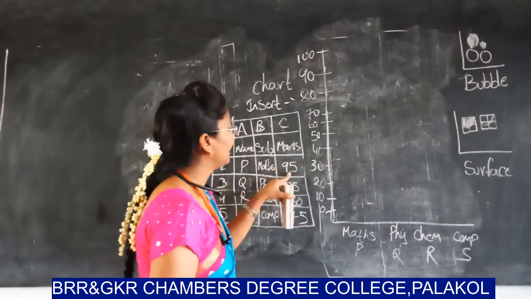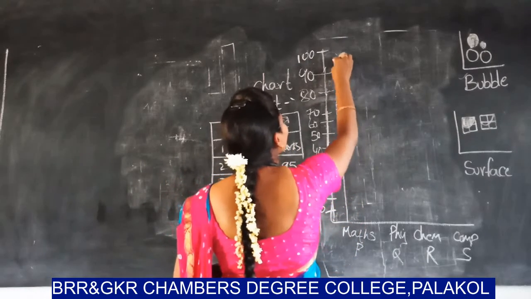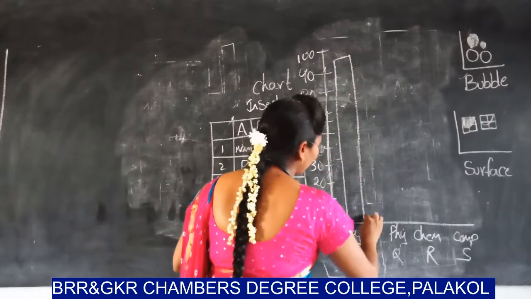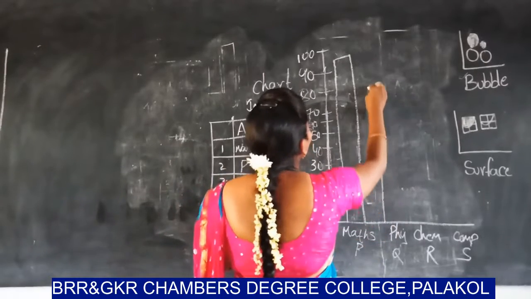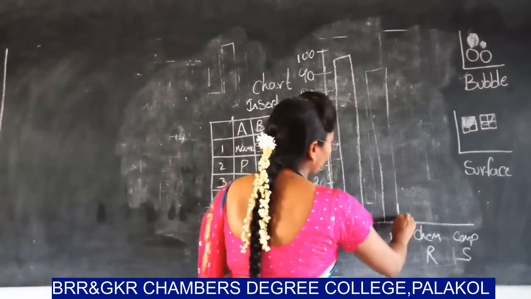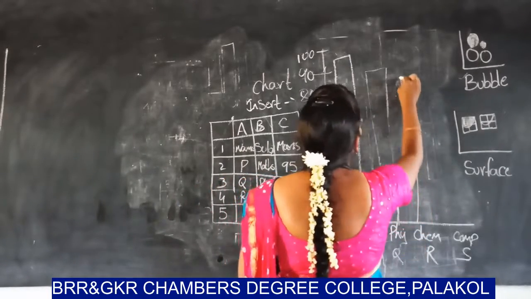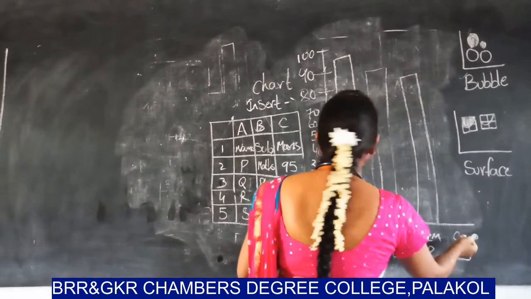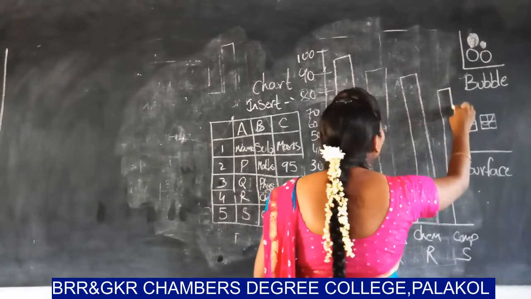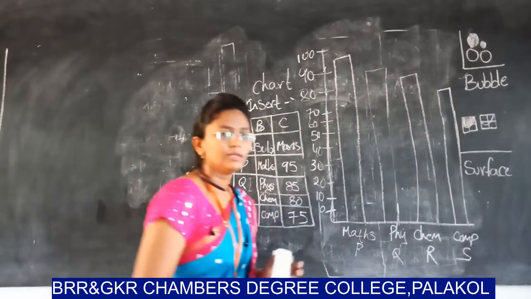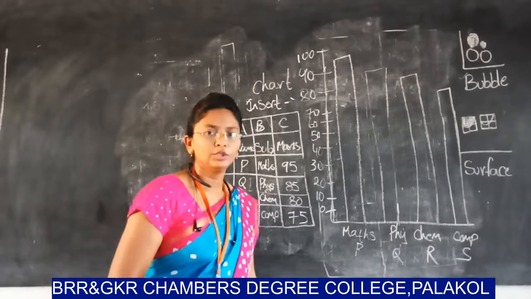And P scored 95 marks. That means I am selecting the column chart, and up to here the column will appear. And Q scored 85 marks. That means the column will appear up to here. And chemistry, R, scored 80 marks. That means it will be over here. And next, computer, 75 marks, will appear up to here. This is the way of representing column charts in your Excel sheet.